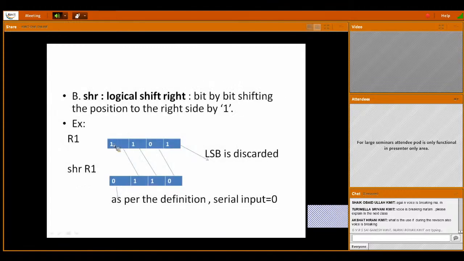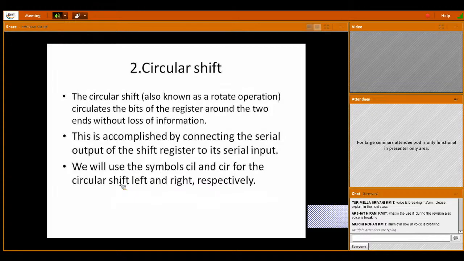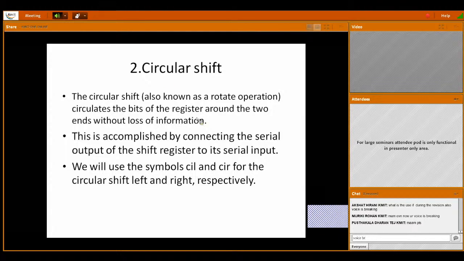But what happens in logical shift? Either the MSB bit is discarded or the LSB bit is discarded. That means some data of the register is lost. So now coming to circular shift. In circular shift, you will shift the bits in a circular manner. Therefore, no new information will be added and no information is lost. Nothing is added, nothing is lost in case of circular shift. So it is also known as a rotate micro operation.